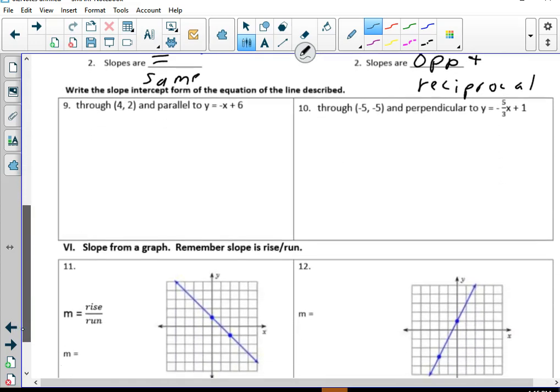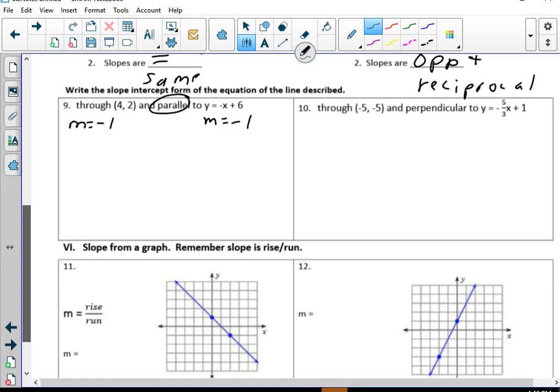Okay, write the slope-intercept form of the equation. So, it goes through (4, 2). And it has a slope, it's parallel to this line. Well, what's the slope of this line? -1. So if they are parallel, what's the slope of this line? -1. Very good.